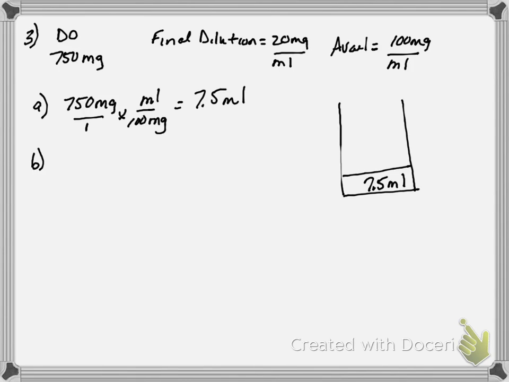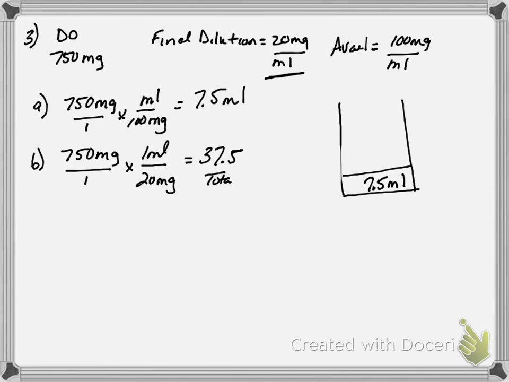Part B says, what is the total volume in which the drug must be diluted to achieve a final dilution of 20 mgs per ml? I go back to the doctor's order, the 750 milligrams over 1, multiply by the final dilution, which is 1 ml is 20 mgs. I multiply that through, and I end up with 37.5, and that is going to be my total volume. So my total volume is 37.5.